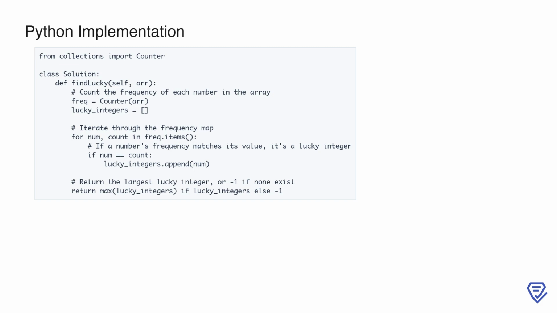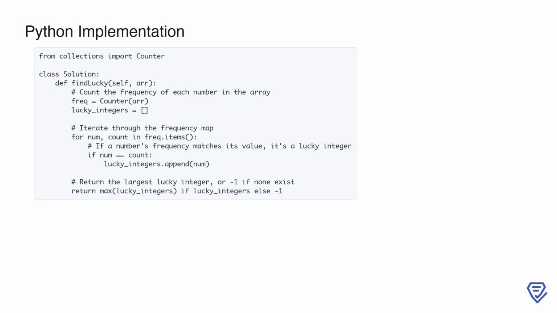Algorithm complexity. Time complexity, O(n), where n is the size of the input array. Counting frequencies with Counter takes O(n), and iterating through the frequency dictionary is O(k), where k is the number of unique integers, k is at most n. Space complexity, O(k), for storing the frequency dictionary.